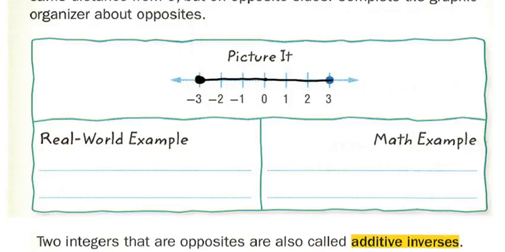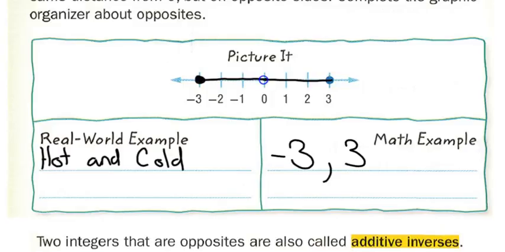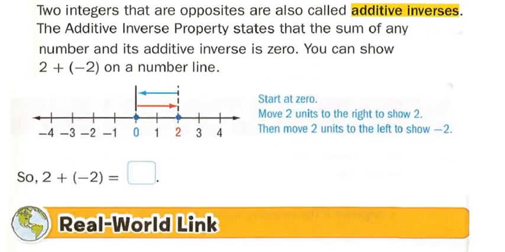Okay, so what's a real world example of an opposite? Well, what if we had hot? What's the opposite of hot? The opposite of hot would be cold. All right. And then how about a math example? Well, we just looked at it up here. Opposites in the math world would be -3 and 3. So two integers that are opposites are also called additive inverses. That's the same thing as opposites.